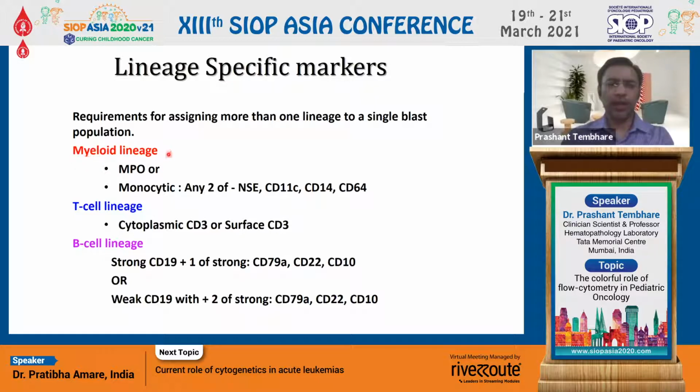According to that, the myeloid lineage is defined by using MPO, and the monocytic lineage is defined by using 2 out of 4 markers, which include CD11c, CD64, and CD14, as well as non-specific esterase staining by cytochemistry. For T cell lineage, we have cytoplasmic CD3 or surface CD3, and for B cell lineage, it is a little tricky. We need a combination of markers, so one or two markers are not enough. If CD19 is strong, we need another strong marker out of CD79a, CD22, or CD10. But if CD19 is weak, then we have to have at least two strong markers out of these three.